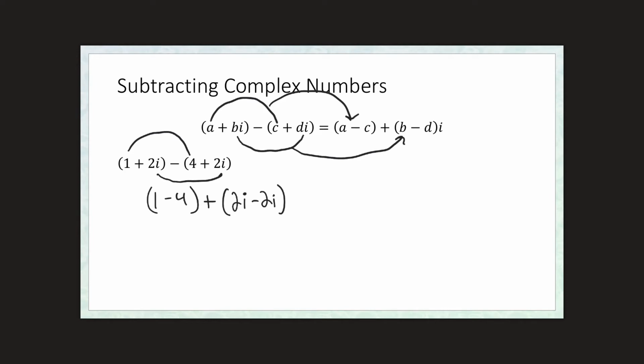And I just wrote the i's on the inside, and that's okay too. So 2i minus 2i is 0i, and 1 minus 4 is negative 3. So that can be written as negative 3 plus 0i, but this is really a real number written as a complex number. If you have 0i, that means that you no longer have a complex number, now you have a real number. So that just equals negative 3.